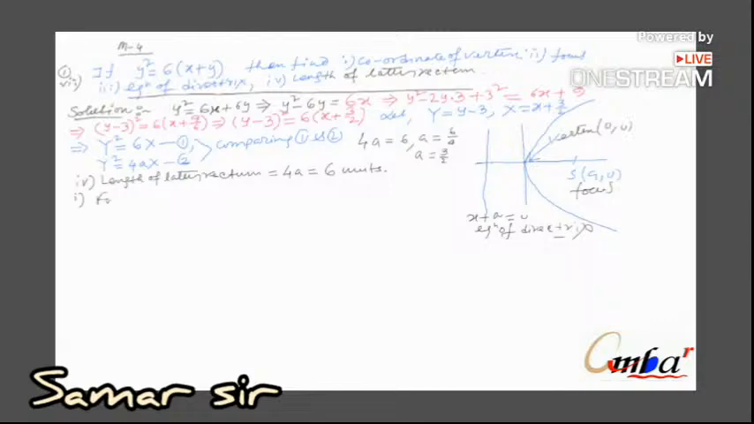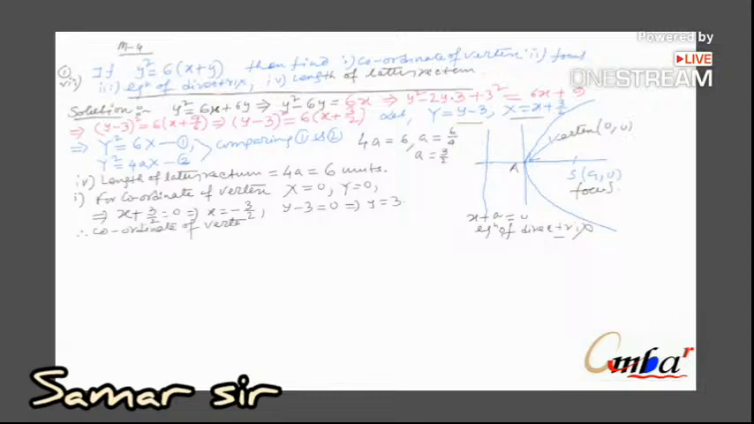For the coordinate of vertex, as it is a shift of origin, we can write capital X equals 0 and capital Y equals 0, and putting in, x plus 3 by 2 equals 0 and y minus 3 equals 0. Then we get the answer for the coordinate of vertex: minus 3 by 2 comma 3. Okay, this is a clear view.